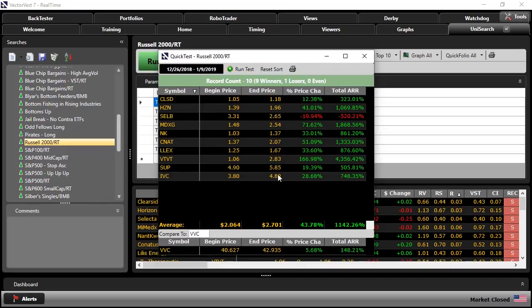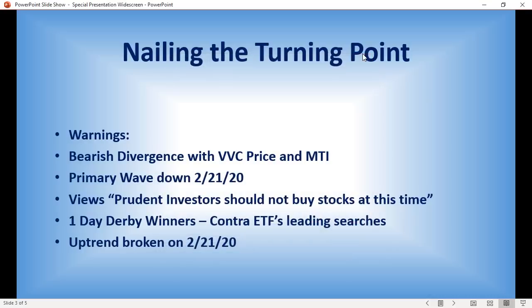Let's run the test. Holy smokes, we're up 43% in 2 weeks bottom fishing, where the VectorVest composite is only up 5.68%. Boy, did we blow the market out of the water. All right, that's just one test.